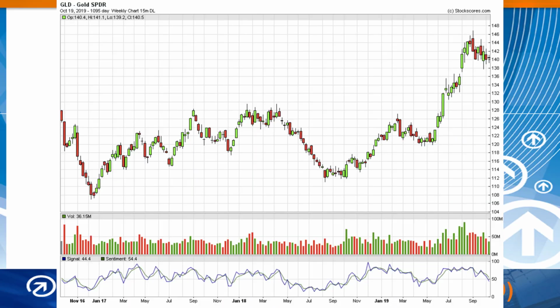And finally, the commodities area. Gold has had really a good run this year. It's building a flag. I'm concerned about this falling top that has formed. And if we start to break down through these support levels, I would get bearish. For now, I'm neutral on gold, but that's something to keep an eye on.